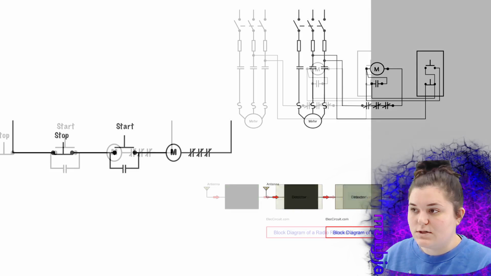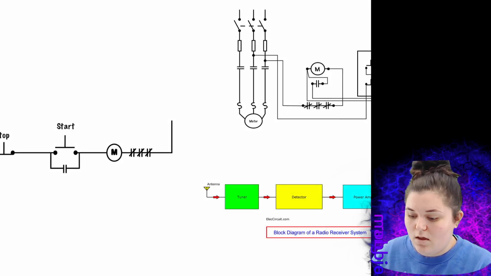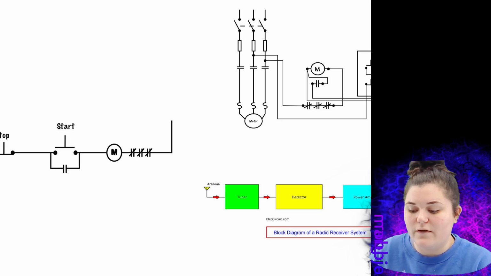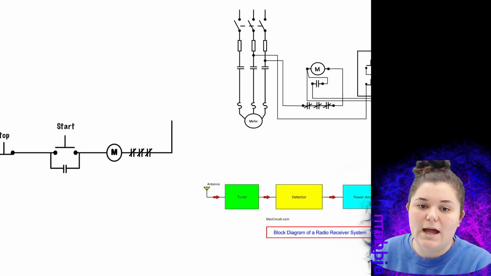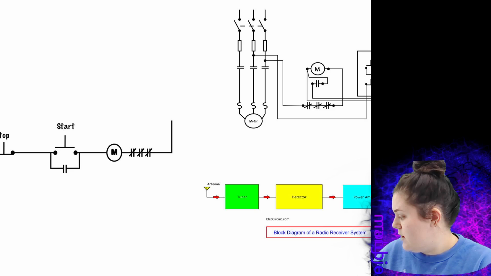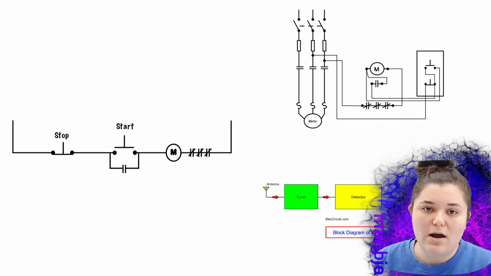I'll move that over so you can see the block diagram. Block diagrams are used to give a very vague idea of what an electrical circuit may look like. So you would only use a block diagram if you were just coming up with an idea for a circuit. You would use a ladder diagram, schematic, or wiring diagram if you were actually going to wire up a circuit.